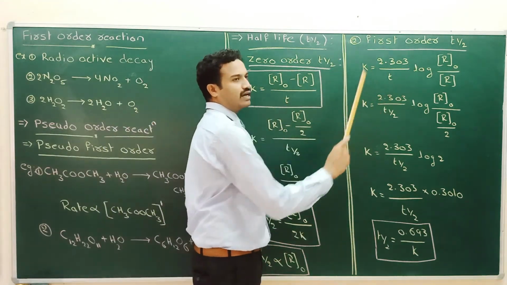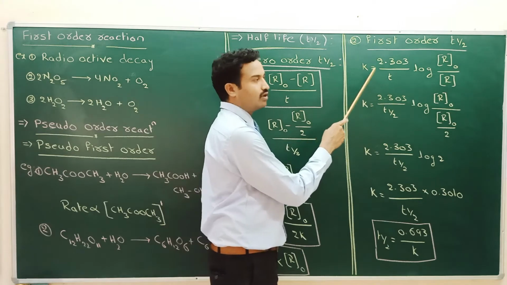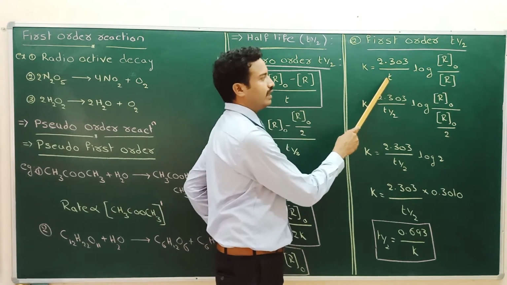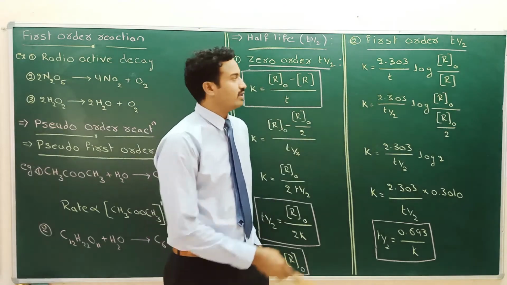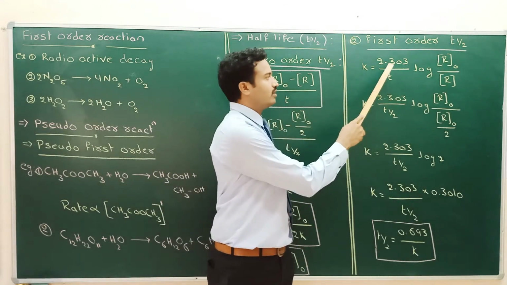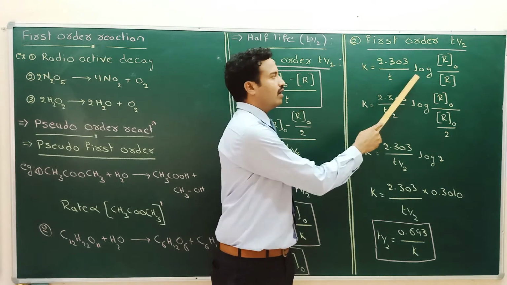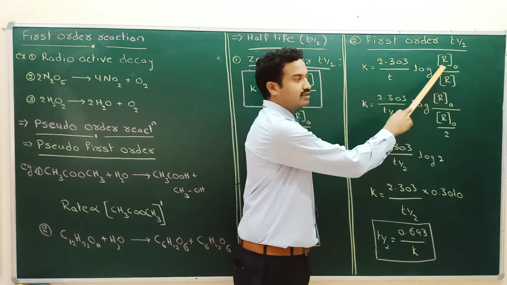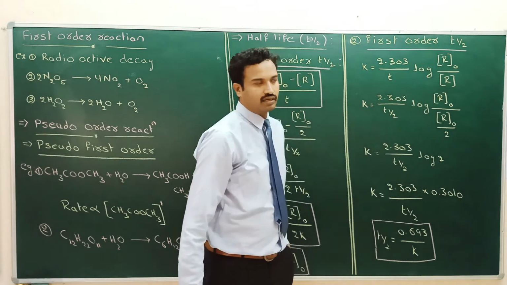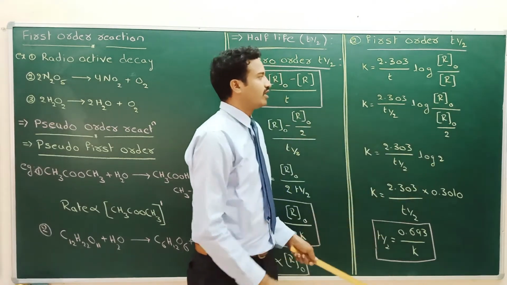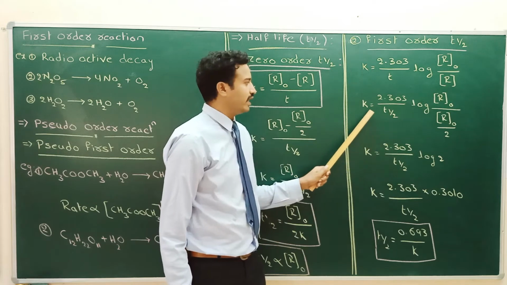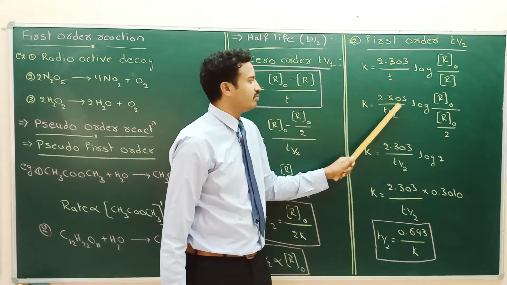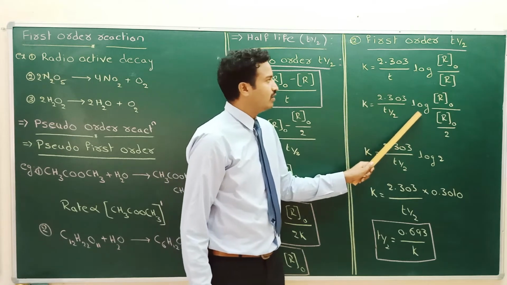What is the first order reaction? K is equal to 2.303 by t log R naught by R. This one we derived: K is equal to 2.303 by t log R naught, initial concentration, by R, the concentration at time t. Now t becomes t half. So K is equal to 2.303 by t half log R naught.